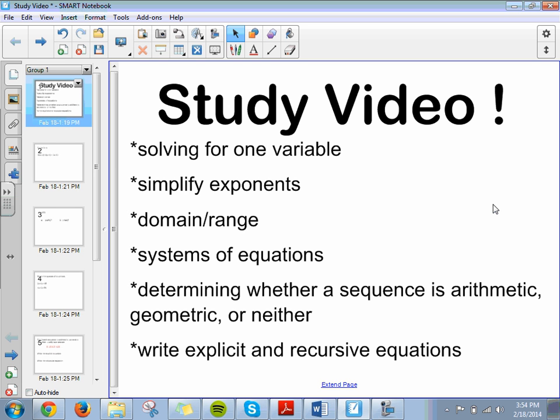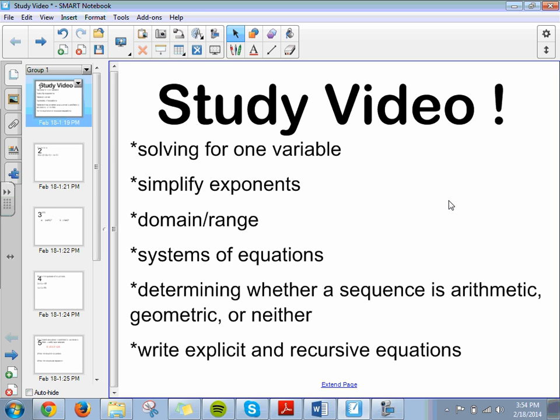and you get the right answer. So, for this video, we'll be looking at solving for one variable, simplifying exponents, looking at the domain and range, systems of equations, determining whether a sequence is arithmetic, geometric, or neither, and then write the explicit and recursive equations. I believe I do not do an example of domain and range. You should have lots of examples of those from your book. We've also done some in class in your warm-up, so check back to old notes for those.